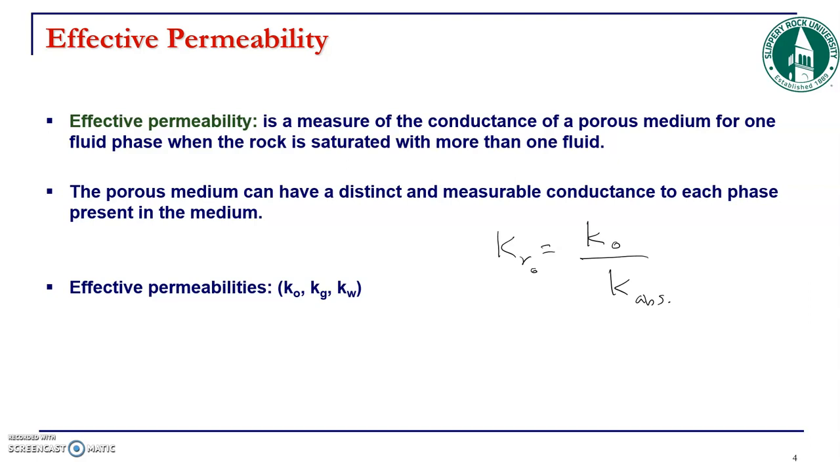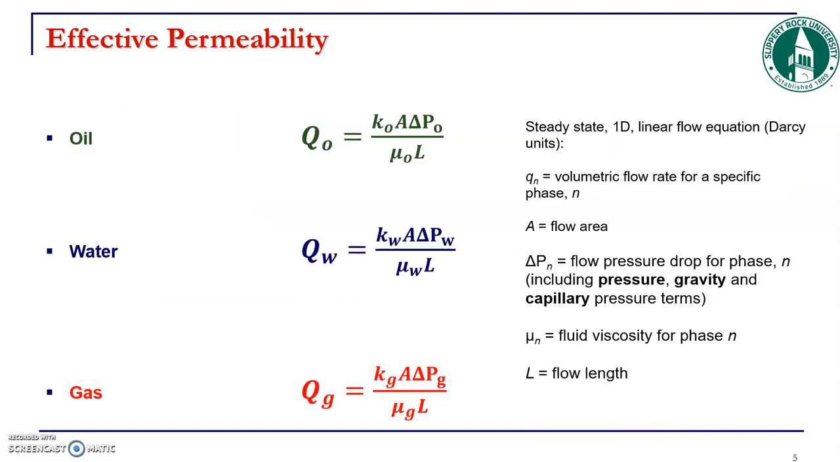So the relative permeability for water you can define as the water permeability divided by absolute, and the relative permeability of the gas is kg divided by absolute permeability as well. So it's a dimensionless number. It's between 0 and 1, and then we have these equations for each specific phase, right?